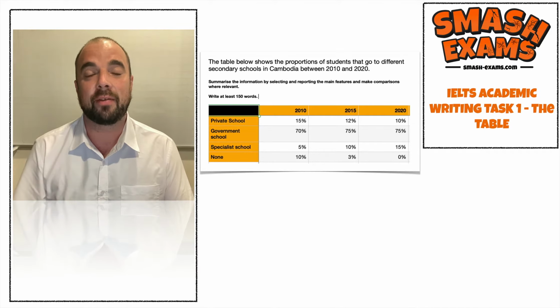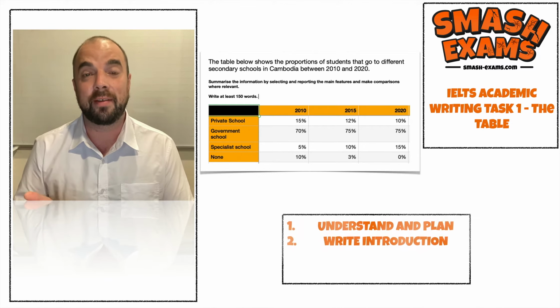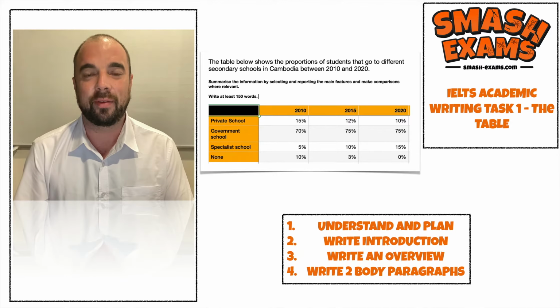Remember, every time in IELTS Academic Writing Task 1 you need to understand and plan. Then you need to write an introduction, then an overview, and then 2 body paragraphs. Start the clock.